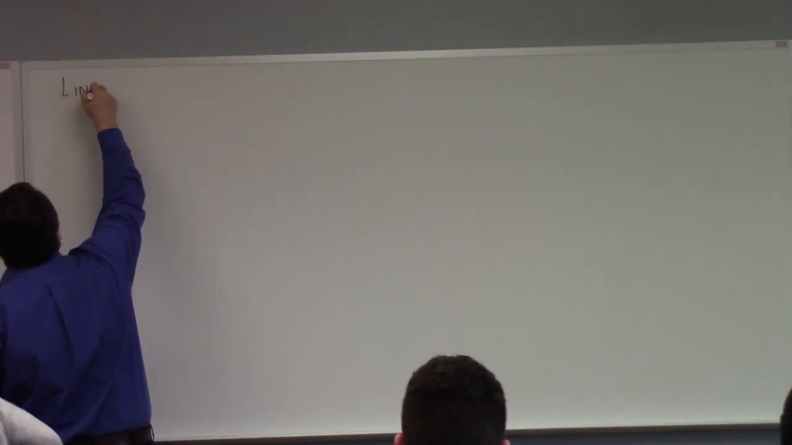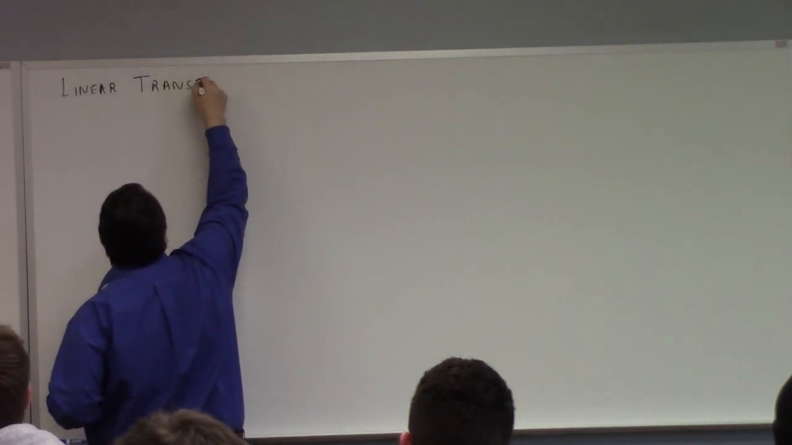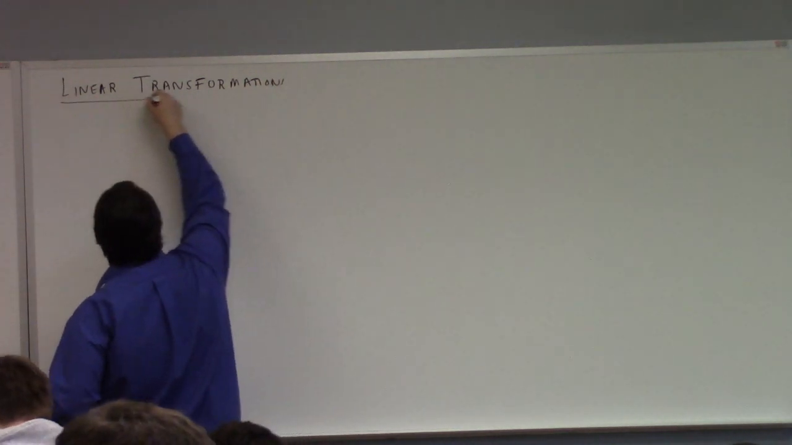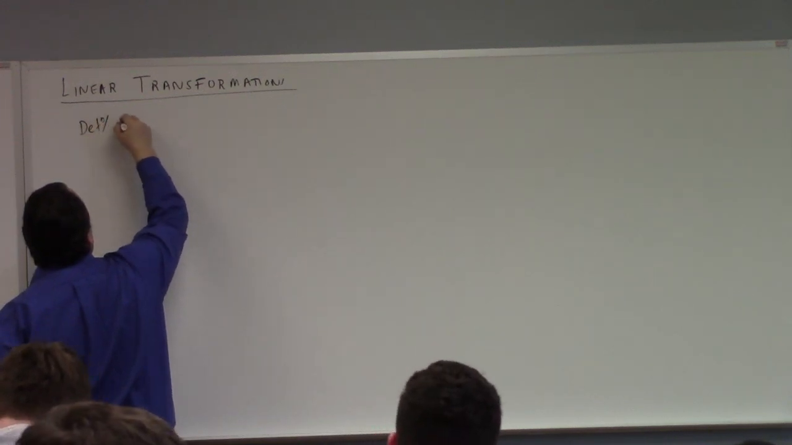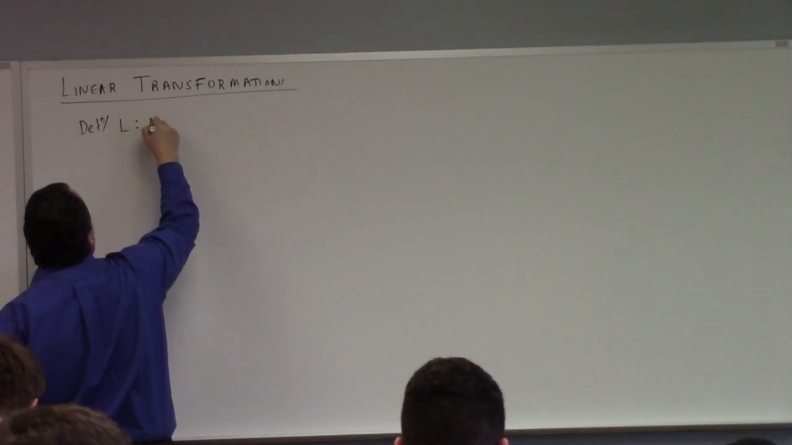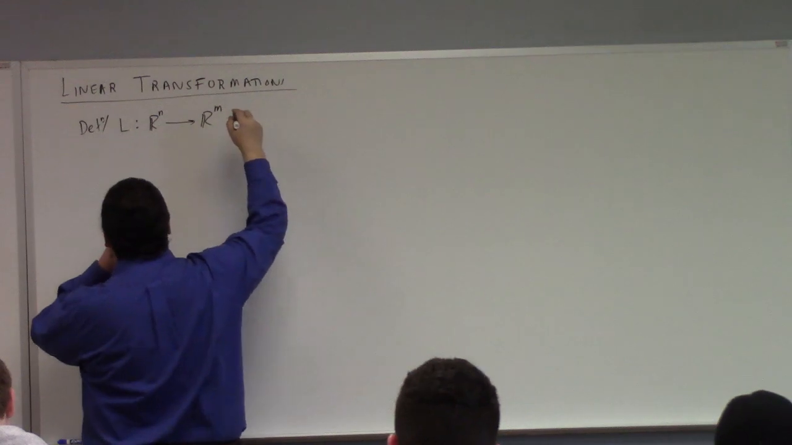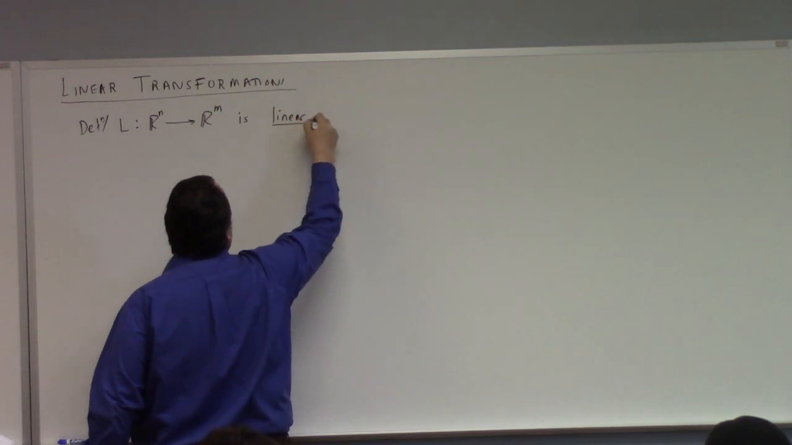All right, so I should begin here with a definition. We're going to talk about linear transformations today. And so, first up, here we go. Definition. If we have L, a mapping from, let's say, Rn to Rm, it is a linear transformation.